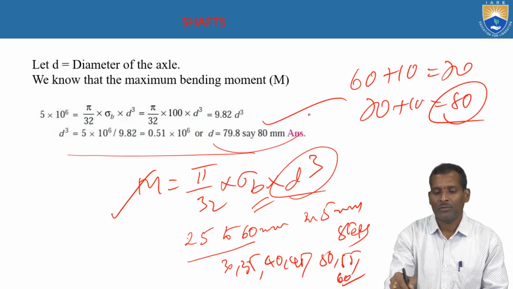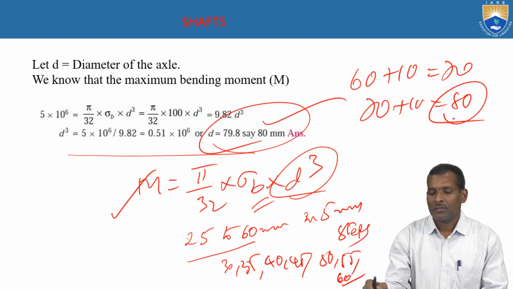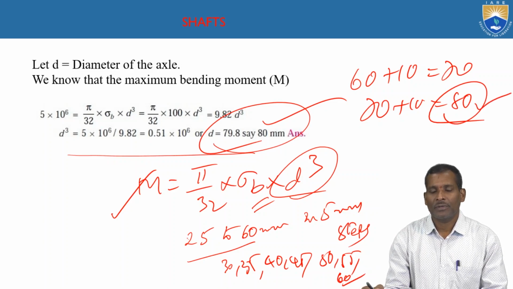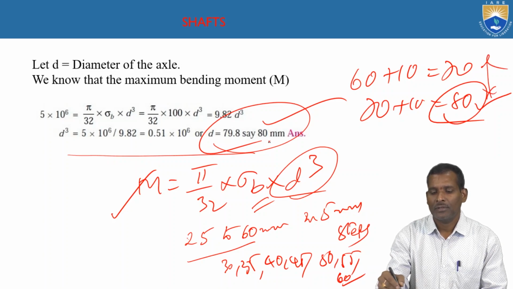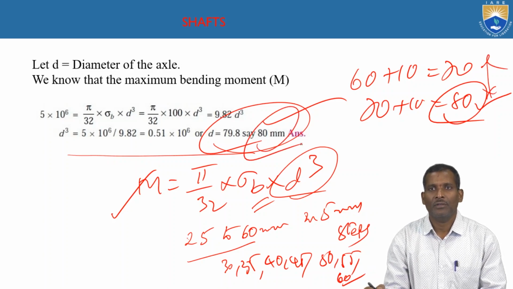So our value comes under this category, the 79.8. So in between 70 and 80. So the final standard value we have to take is 80 mm. So like this we need to calculate.